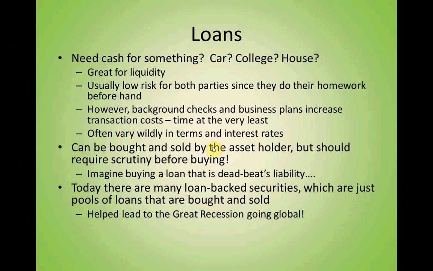The asset is what the bank has. It's a liability to whoever is paying it back. So loans can be bought and sold after they are established. After you've done the transaction costs, the credit checks, and all the paperwork, now there's a loan in existence. It's an asset for the bank. It is a liability to whoever's paying it back.